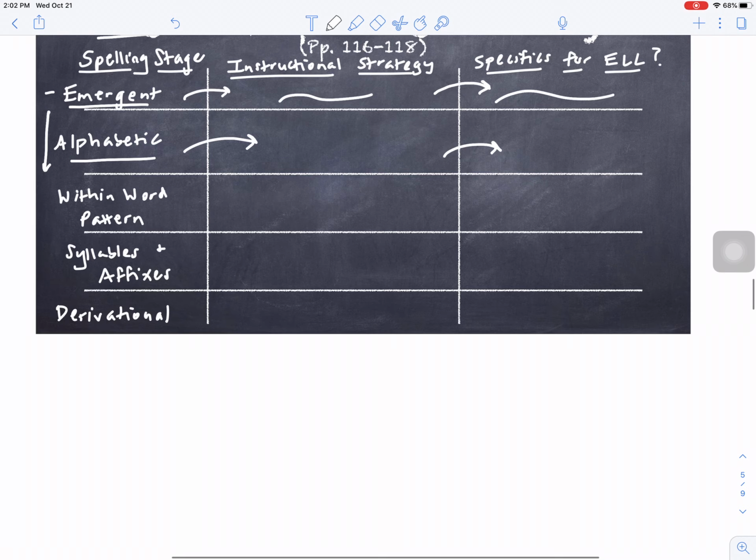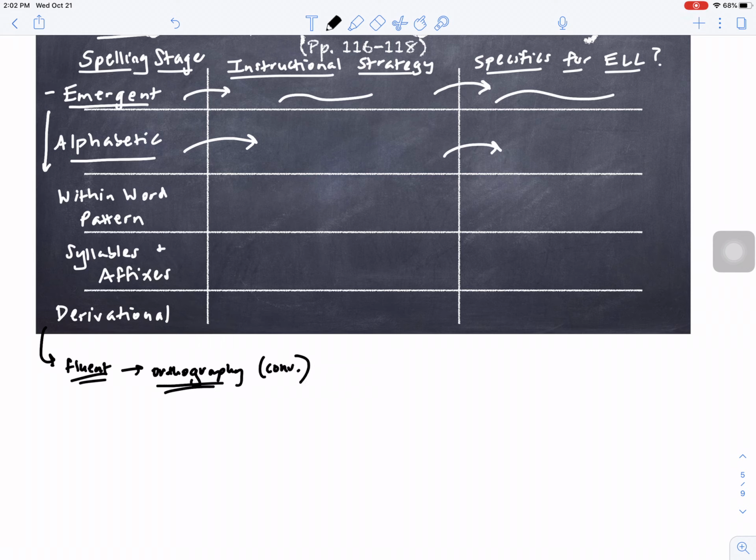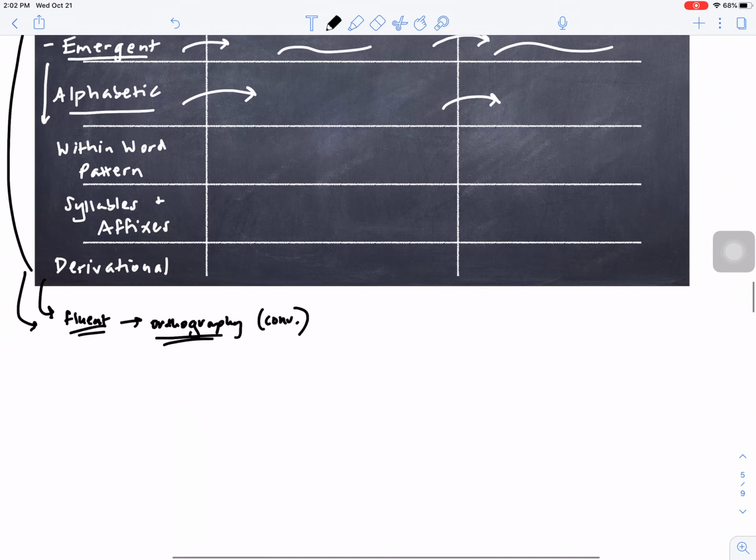Oh, and by the way, just so you know, after the derivational stage, that's when we get to the fluent stage of spelling, and this is when students are very familiar with the orthography of English if they're spelling words in English. And again, that's the conventional spelling of words. So all of these spelling stages lead to kids being fluent spellers, and they understand conventional spelling and orthography.